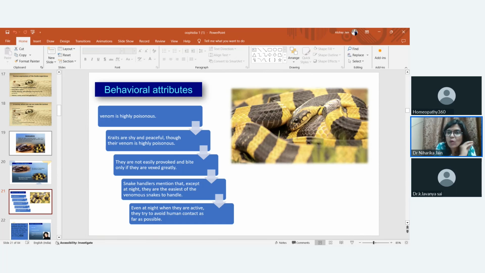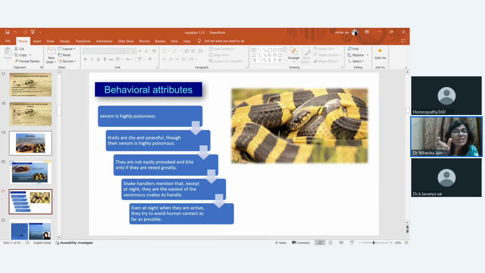आसानी से वो प्रोवोक्ड नहीं होंगे, वो आपको अटैक नहीं करेंगे, वो आपके साथ गलत नहीं करेंगे अनटिल एंड अनलेस आप उनको बहुत ही ज्यादा तरीके से गुस्सा, एंगर, वेक्स्ड फीलिंग करा दो. Snake handlers mention that except at night they are the easiest venomous snake to handle. इनका जो एक्टिव टाइम है वो है नाइट. Even at night when they are active, they try to avoid human contact as far as possible.